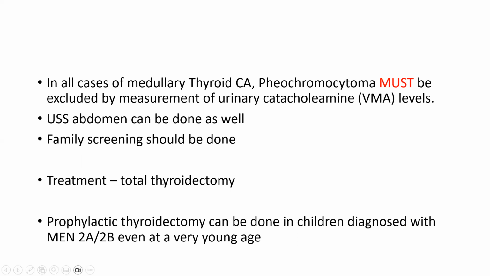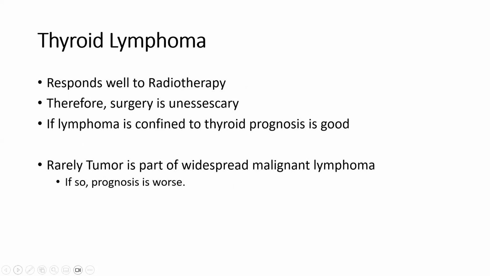Treatment of medullary thyroid carcinoma is by total thyroidectomy. You can even do prophylactic or curative lymph node dissection. In children who have been diagnosed with MEN 2A or 2B, you can do a prophylactic thyroidectomy even at a very young age. These can also be an MCQ. There is a place for prophylactic thyroidectomy before they develop the medullary thyroid carcinoma in patients already diagnosed with MEN 2A and 2B, even in children.